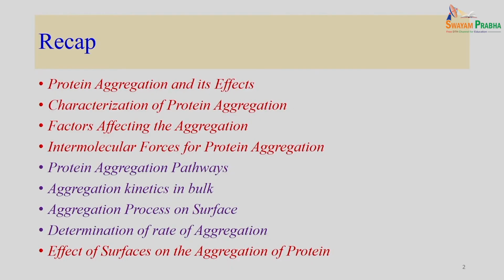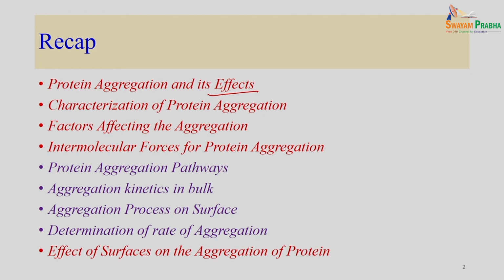In the last module we discussed the aggregation of proteins. So, how protein aggregates in the solution, also in the presence of a surface, and what are its effects. If there is aggregation of proteins, it starts with conformational changes. So, the protein becomes functionally inactive, and it is also associated with various neurodegenerative diseases like Alzheimer, Parkinson and prion.